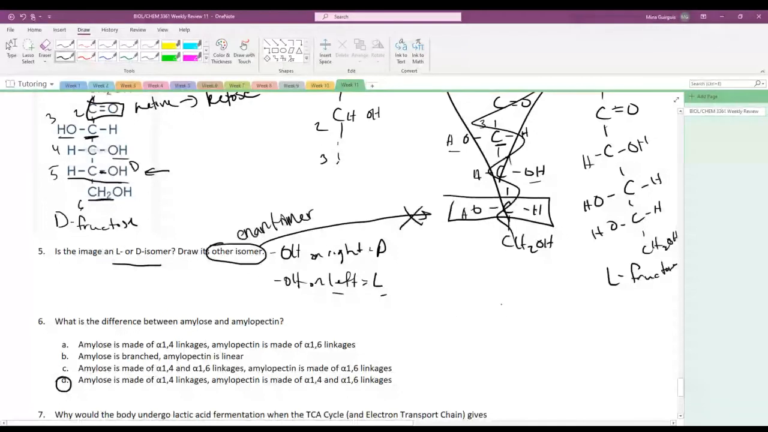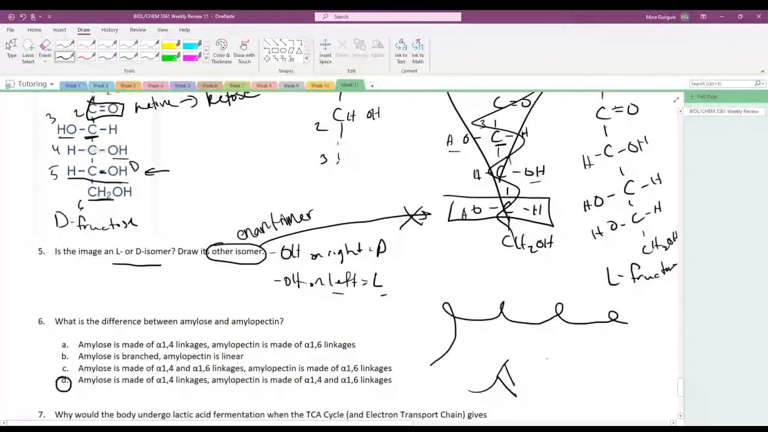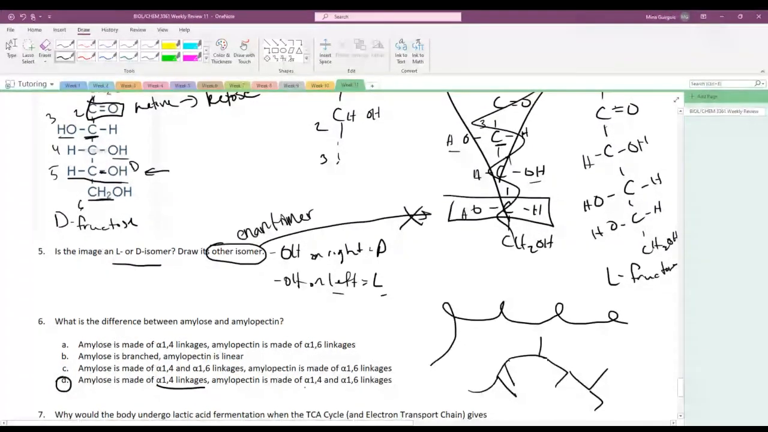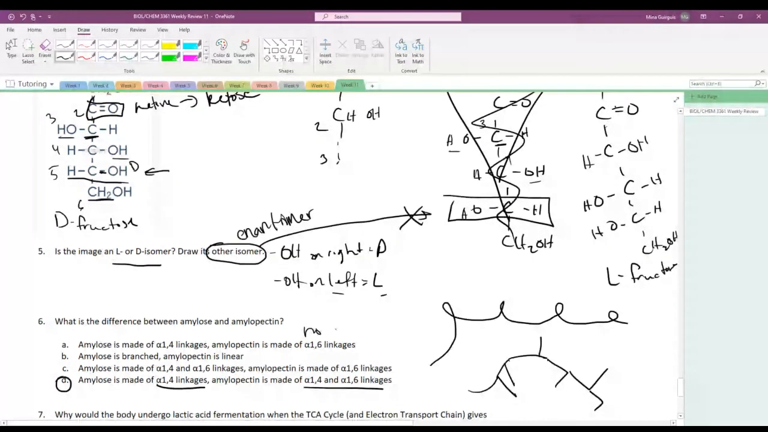Amylose is linear. Amylopectin is branched like that. I want to point out they're all alpha linkages. They're all alpha glycosidic bonds. No beta bonds in either of these. No beta bonds. Okay.